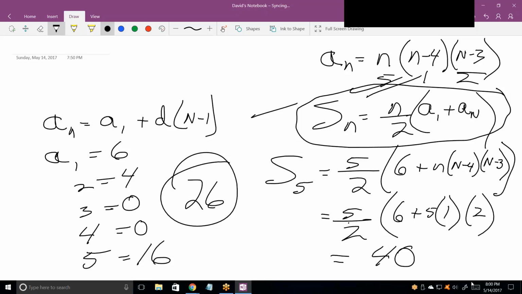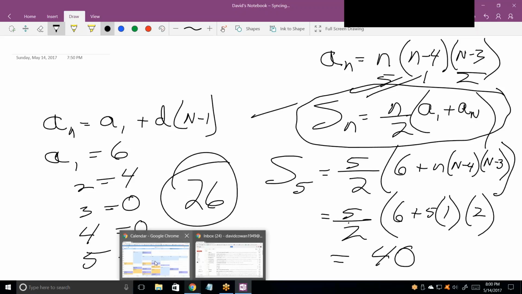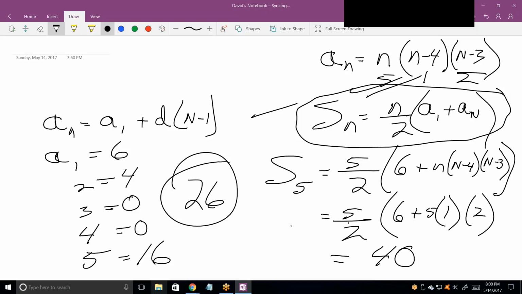Because the fifth term, how did I get a fifth term of 16 here? Oh, that's not correct. The fifth term is 10. So the sequence actually sums to 20, and somehow we're getting 40. Hmm. I'm not sure what the answer is. I'd have to investigate that a little bit. Yeah, that's okay. I'm kind of looking at it too, and I can't figure it out. I'll ask him about that tomorrow. Okay. That's not too hard.